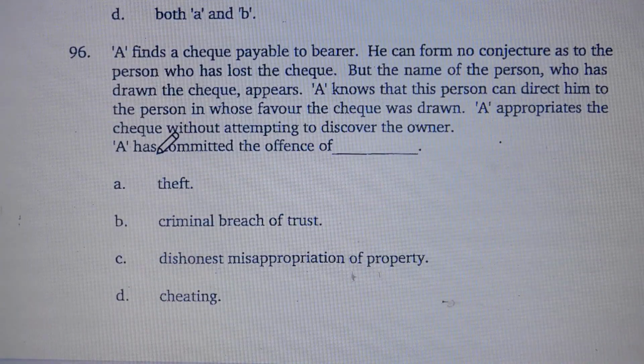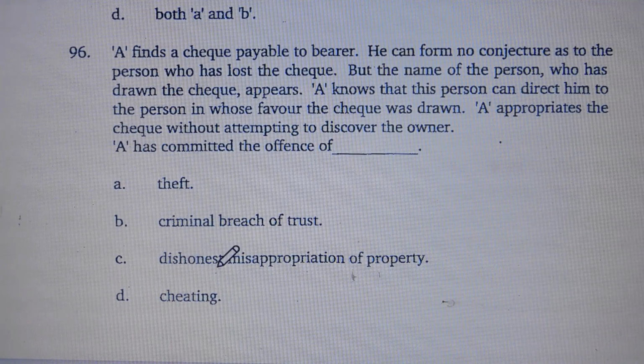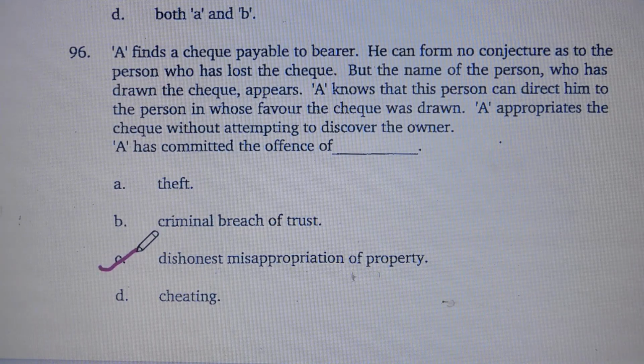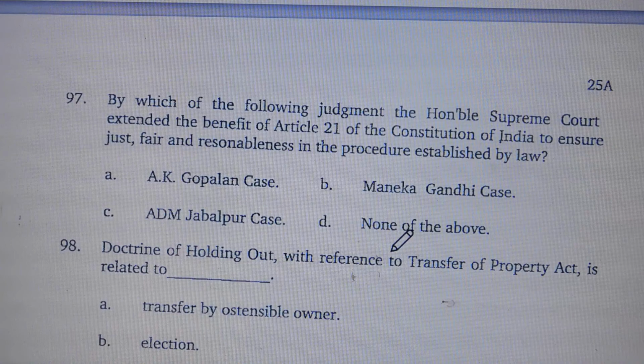Question number 96. A finds a check payable to bearer. He can form no conjecture as to the person who has lost the check, but the name of the person who has drawn the check appears. He knows that this person can direct him to the person in whose favor the check was drawn. He appropriates the check without attempting to discover the owner. A has committed the offense of dash. Answer is option number C, dishonest misappropriation of property.